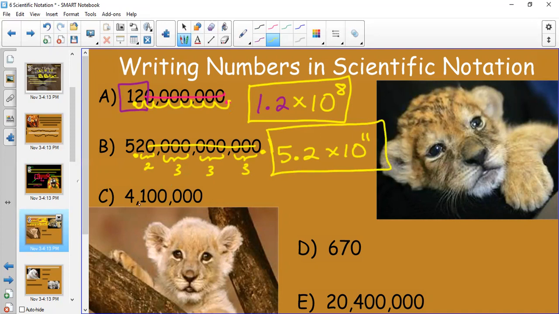All right, C. Again, cross out the zeros. We're going to make that 4.1 times 10. And there are 3 spaces here and 3 spaces there to make that to the 6th power.